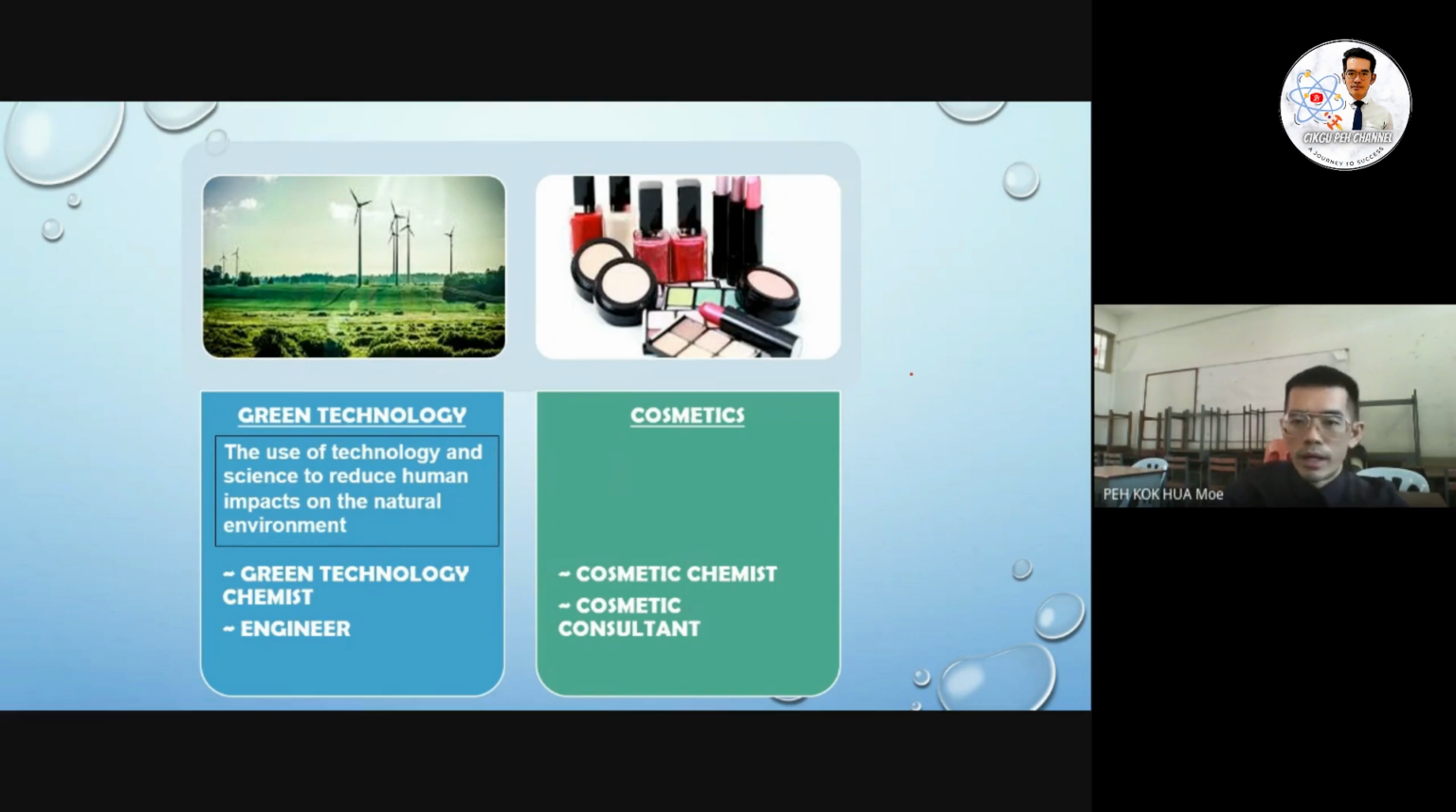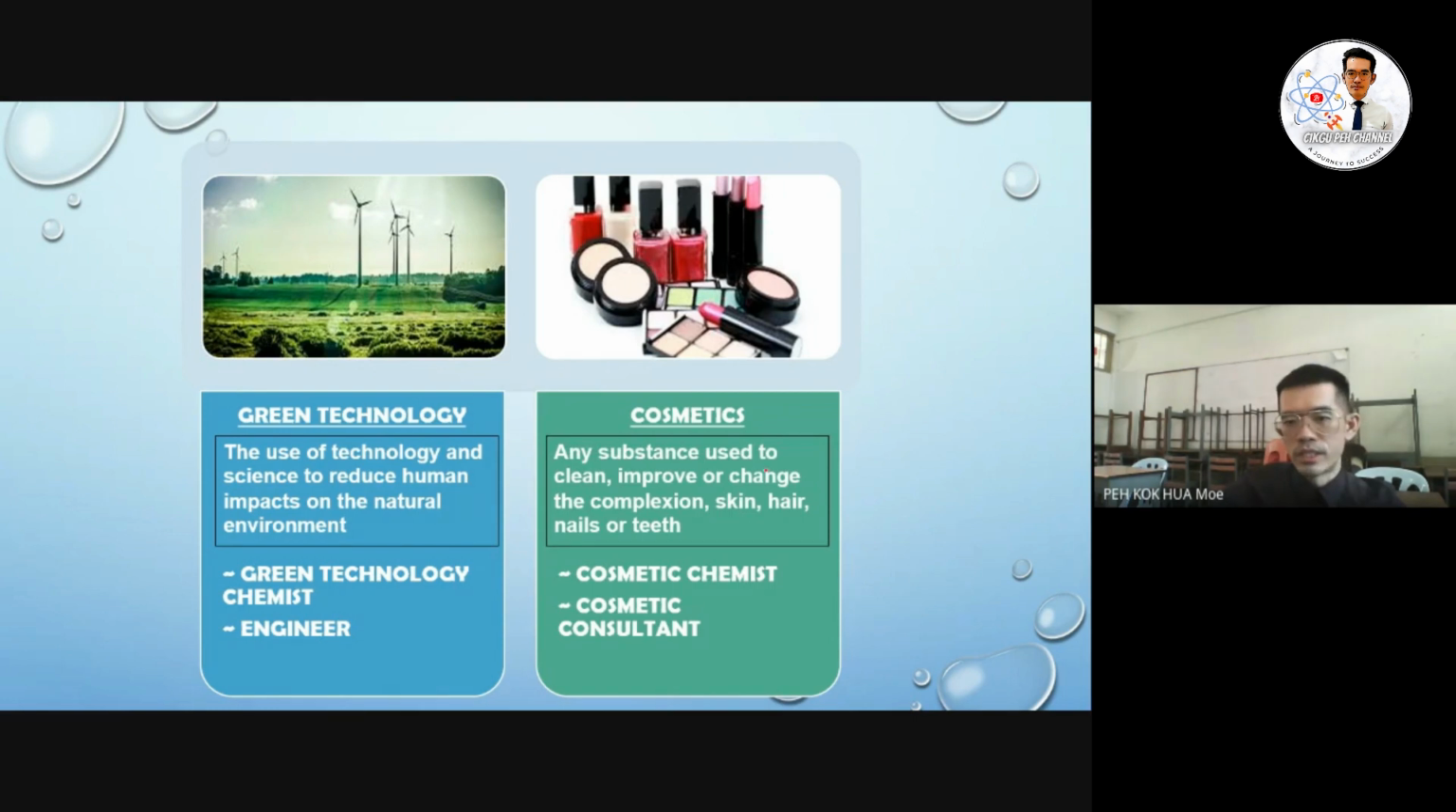And the last one is cosmetics. You can become a cosmetic chemist or cosmetic consultant. This is any product or substance used to clean, improve, or change the complexion, skin, hair, nails, or teeth. So these are the five careers related to the respective fields.